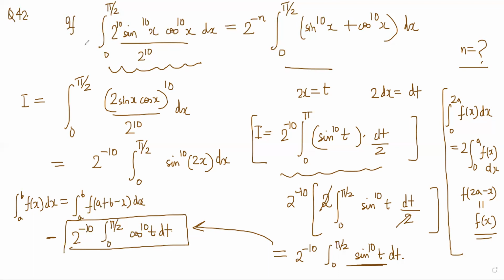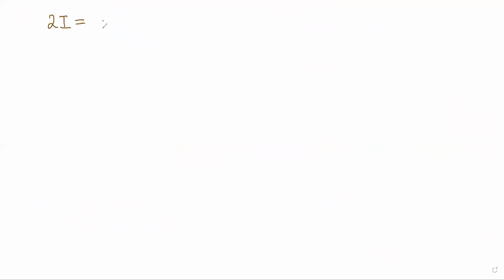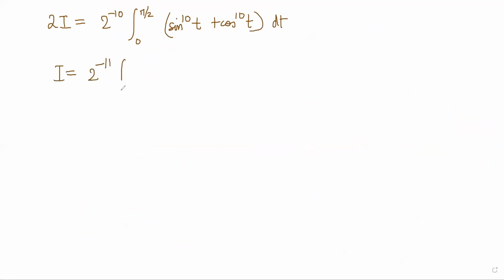So you should get 2I is equal to 2 power minus 10, 0 to pi by 2 sine power 10t plus cos power 10t dt, right? Therefore, I is equal to 2 power minus 11, 0 to pi by 2 sine power 10t plus cos power 10t dt. So 11 seems to be the answer for this one. N should be equal to 11.